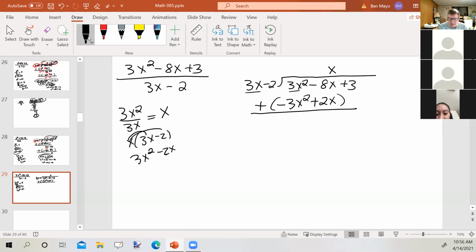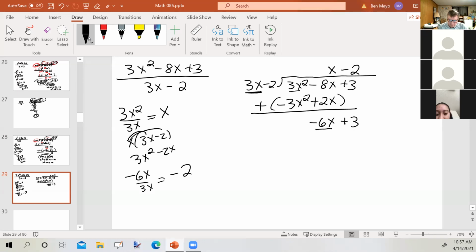3x squared plus negative 3x squared is 0x squared. Negative 8x plus 2x would be negative 6x. Bring down the next term, plus 3. Start all over. We'll take the leading term inside divided by the leading term outside. Negative 6x divided by 3x would be minus 2 or negative 2. So I'm going to write minus 2.